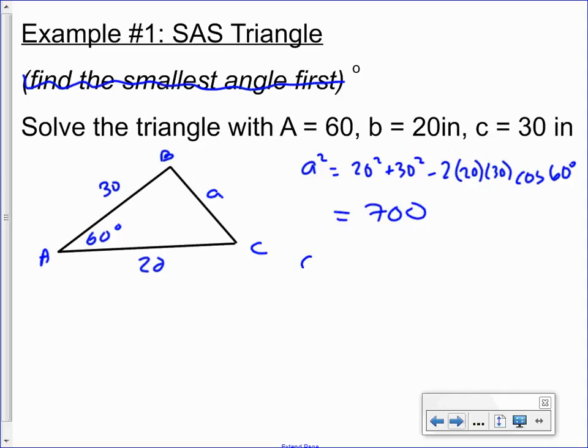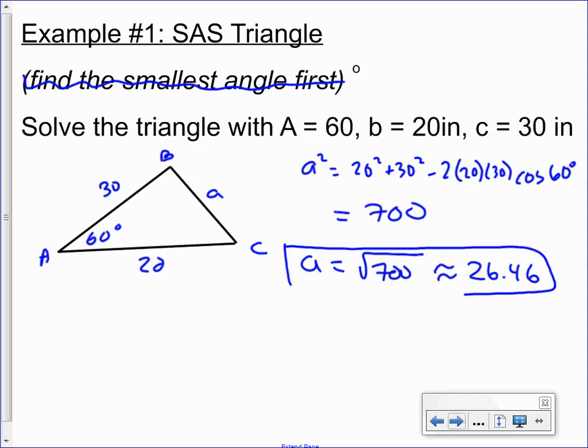So that means A is the square root of 700, which is about 26.46. I'd say it's about 26.45. Okay, so there's one. If you leave it as the square root of 700, I might be mad. 10 root 7 is not bad either.